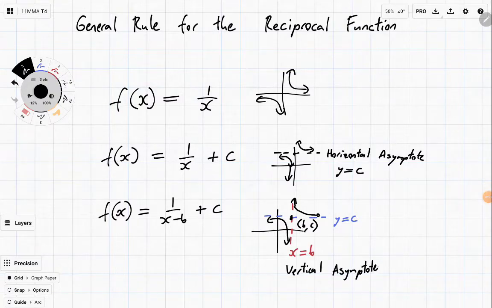And remember, these asymptotes are like boundaries. You can never touch the asymptotes, but you get infinitely close to them. But that's all well and good. But there's one more transformation we like to do, which is the stretching, dilation, and such.